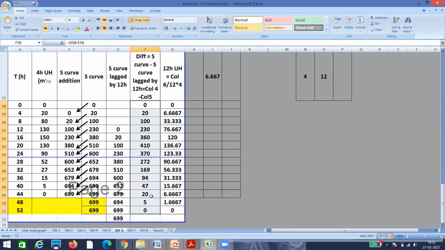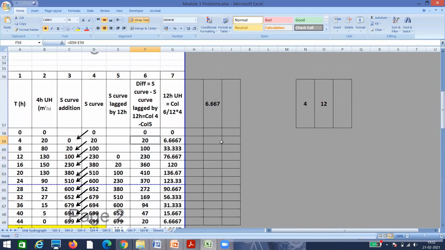Then after that, to get my 12-hour unit hydrograph, what am I supposed to do? I have to take this ordinate, 0, divided by 12, which is what I'm converting to, into the data I have got. So divided by 12 into 4. So 20 divided by 12 into 4, I'll be getting 6.6667.